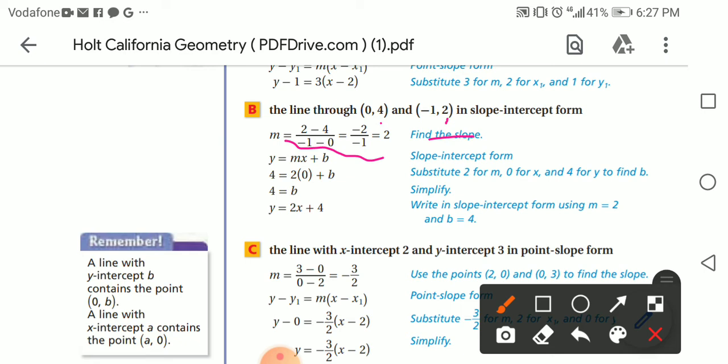And I have here x sub 2, and this is x sub 1, and this is x sub 2. Negative 1 minus 0. It's written here. So 2 minus 4 gives me negative 2, and negative 1 minus 0 gives you negative 1. I find negative divided by negative, two negatives, so I have positive. So 2 divided by 1 gives me 2.